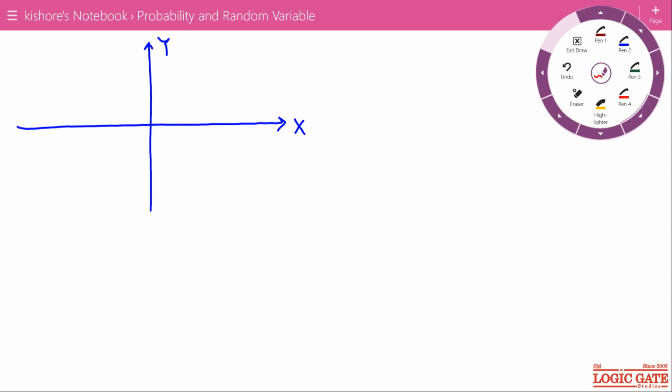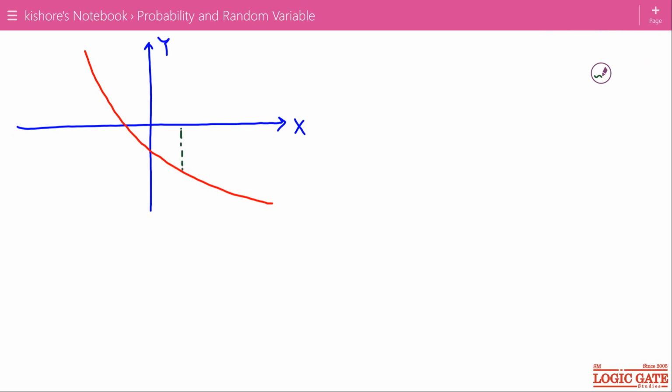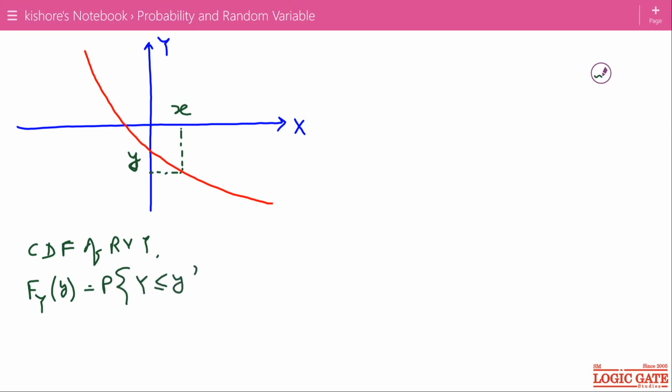Monotonically decreasing transformation. Selecting x and the corresponding y. Now we will write the CDF of random variable y, and CDF of random variable y is F of y, that is probability that capital Y should be less than or equal to small y. Anything below this horizontal line will have capital Y less than or equal to small y. But we'll have to satisfy the transformation also.